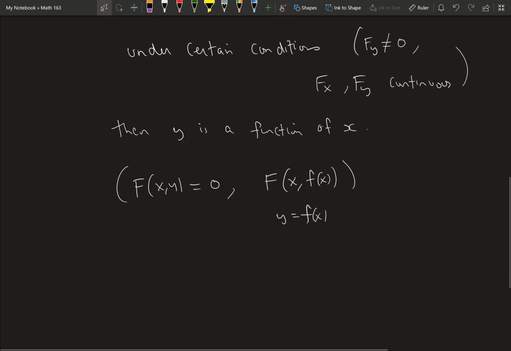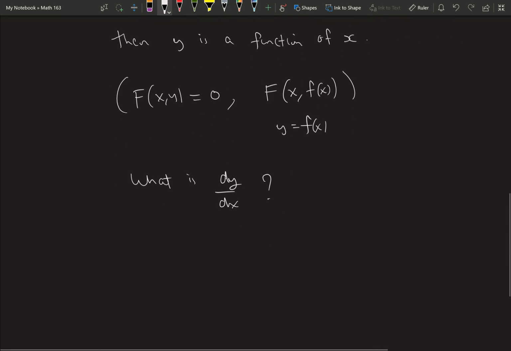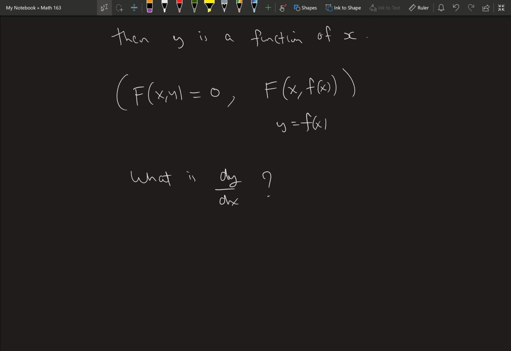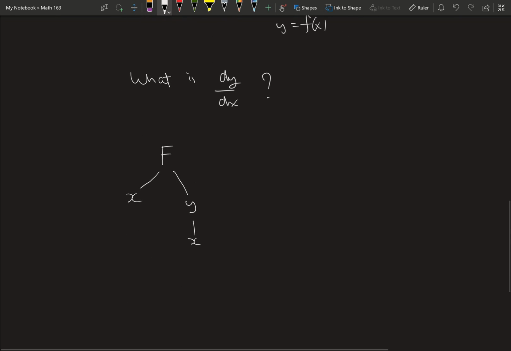But if you're generally given such a condition, the question is, what is dy/dx? That's the question of implicit differentiation. You can also do this with more variables, x, y, and z. We're going to just skip that portion, but it's very similar. So we're just going to do this part. How do we do it? Well, here's our little diagram. F depends on x, and F also depends on y, which also depends on x.